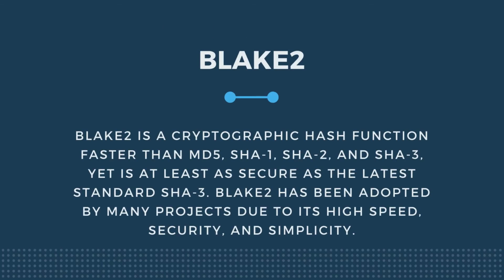BLAKE2 is a cryptographic hash function faster than MD5, SHA-1, SHA-2, and SHA-3, yet at least as secure as the latest standard, SHA-3. BLAKE2 has been adopted by many projects due to its high speed, security, and simplicity.